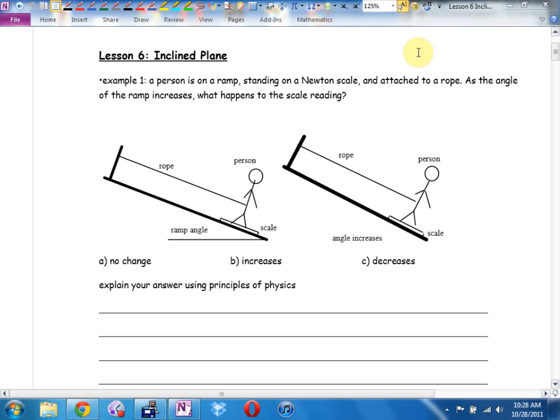By the way, the reason I wanted to do that is I'm trying to show you strategies that I use when they throw these at me, and one of the big ones is go to the two simplest cases that you know to try and figure out what happens between them. I can kind of imagine level ground. I'm familiar with that. We've talked a lot about free fall. What we're really talking about is what happens as you go from level ground to free fall. Decreases. Explain your answer using principles of physics.